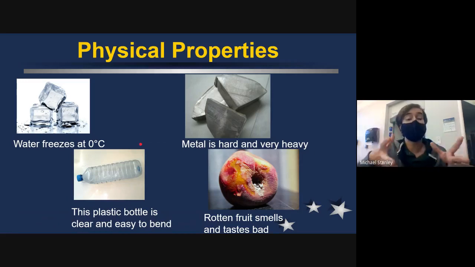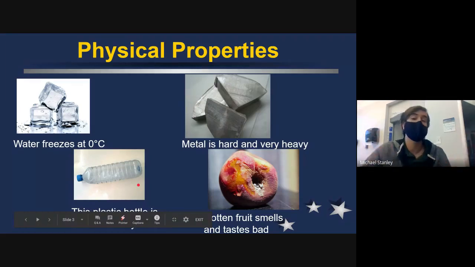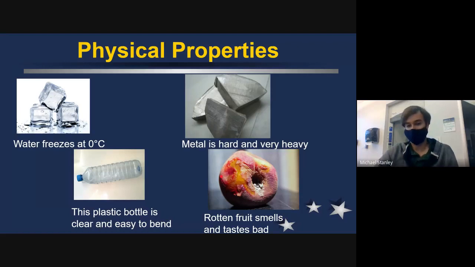All right. So these are all physical properties, things that we can observe about these objects. This water is a solid. This metal is heavy and smooth and hard. This water bottle is see-through and crunchy and squishy. And this fruit smells bad and tastes bad. So these are all properties of these objects, things that we can describe about them.